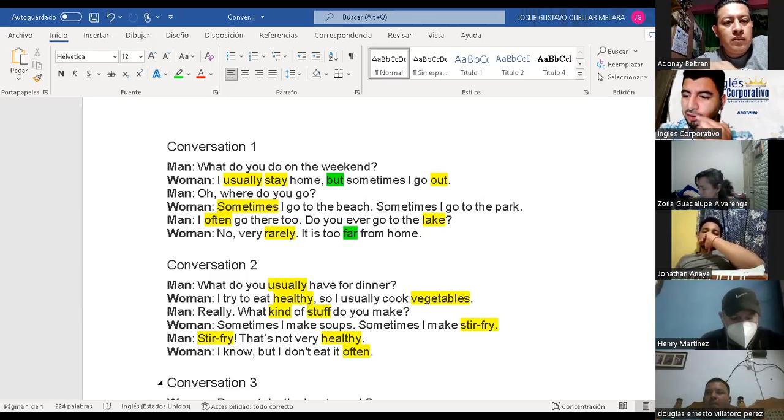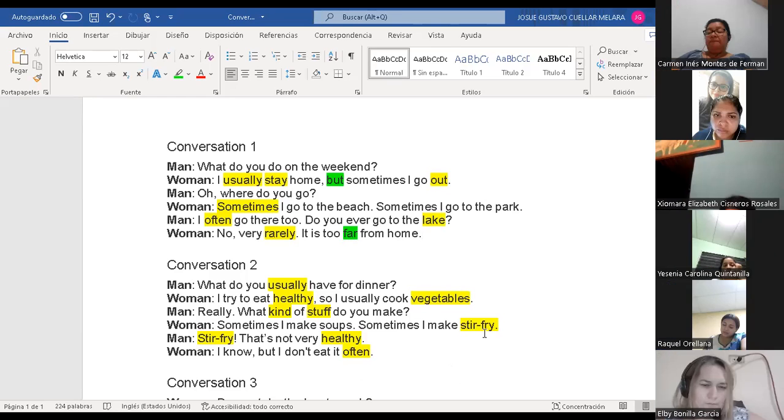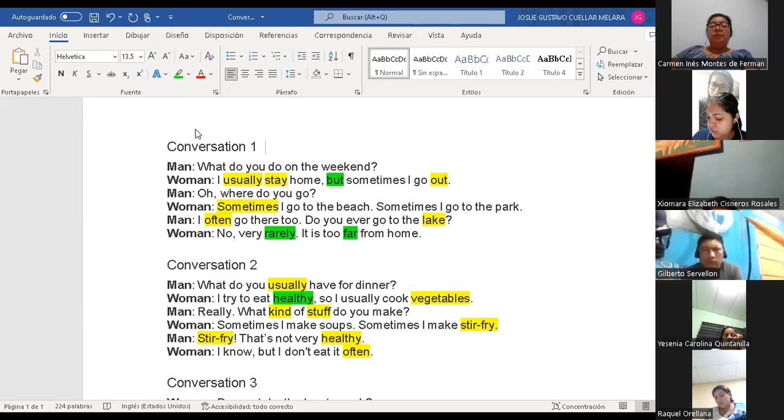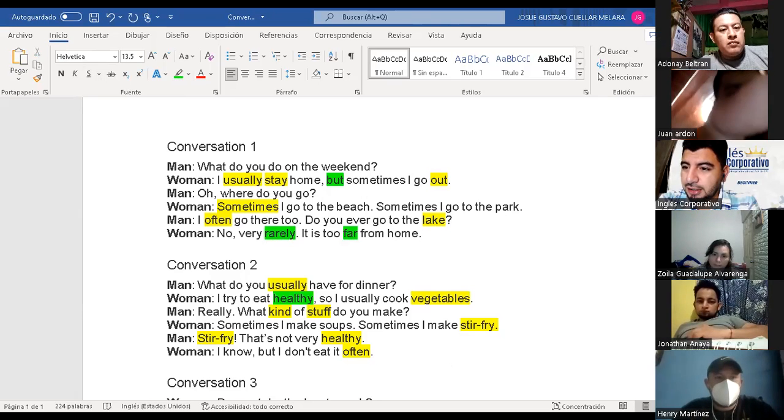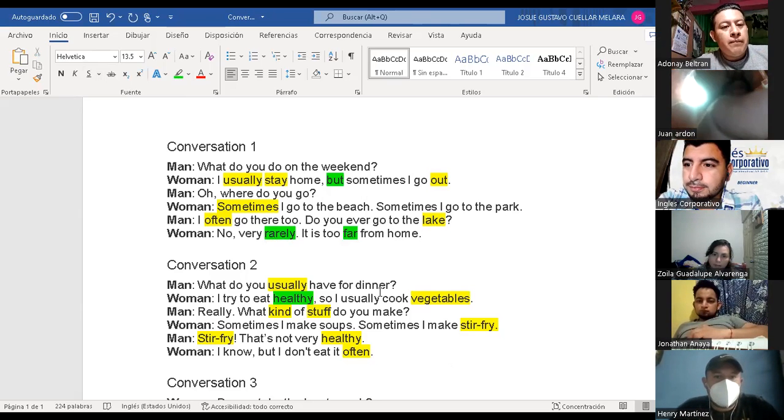¿Tenemos dudas con el significado de las palabras? Stir fry, frituras, far, lejos. Rarely, raramente. El de healthy. Healthy, saludable. Cuando decimos health, es digamos salud, perdón. Y healthy, saludable. Okay, yes. Adonai and Juan. Yes. Sorry.